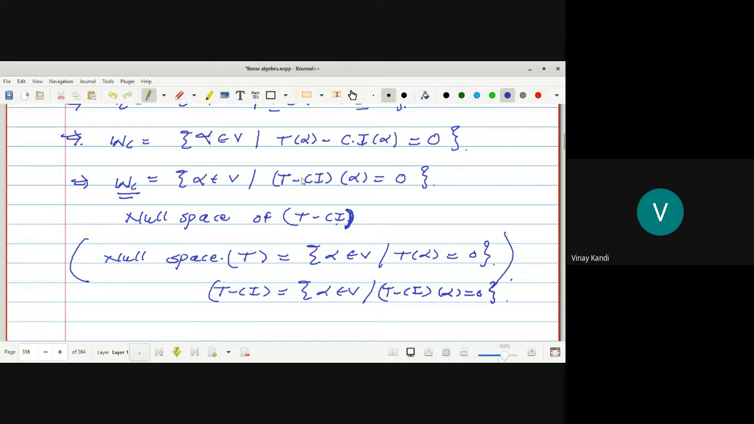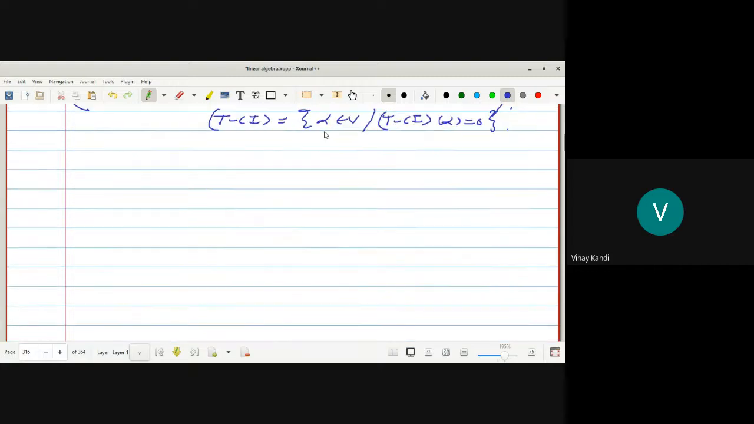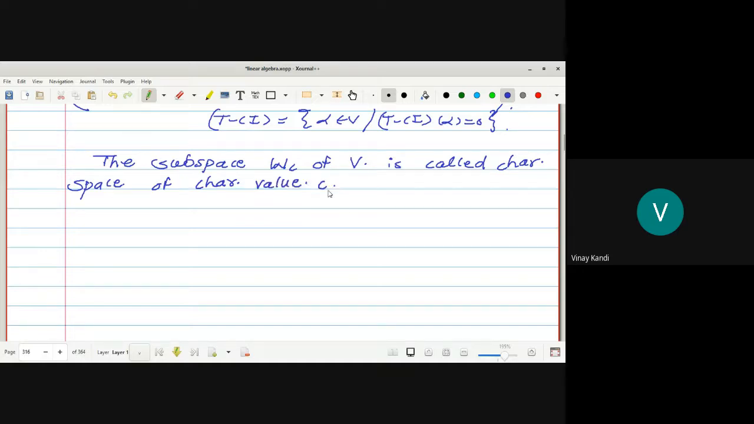Okay, now hence the subspace WC of capital V is called characteristic space of characteristic value C of the linear operator capital T. Okay, it is also called the space of characteristic vector of T associated with characteristic value C. Okay, एक खूप महत्वाचे पॉइंट्स सेटला डायरेक्ट विचारतात.